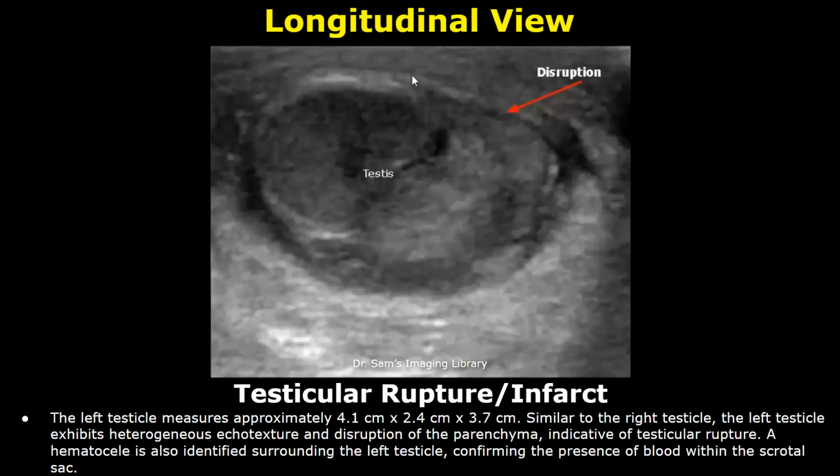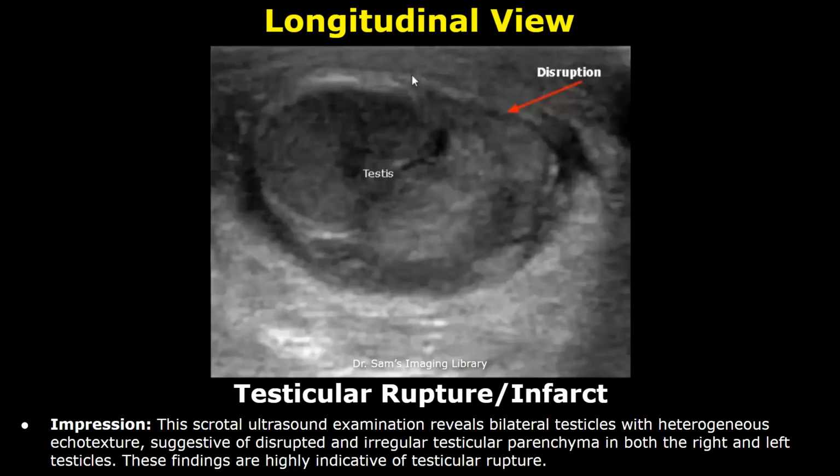The left testicle also exhibits heterogeneous echo texture and disruption of the parenchyma, indicative of testicular rupture. A hematocele is also identified surrounding the left testicle, confirming the presence of blood within the scrotal sac. This is the impression.